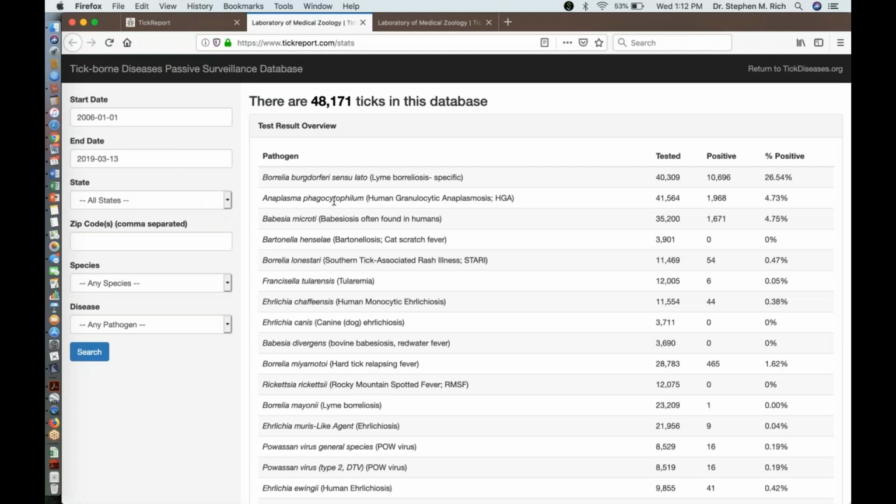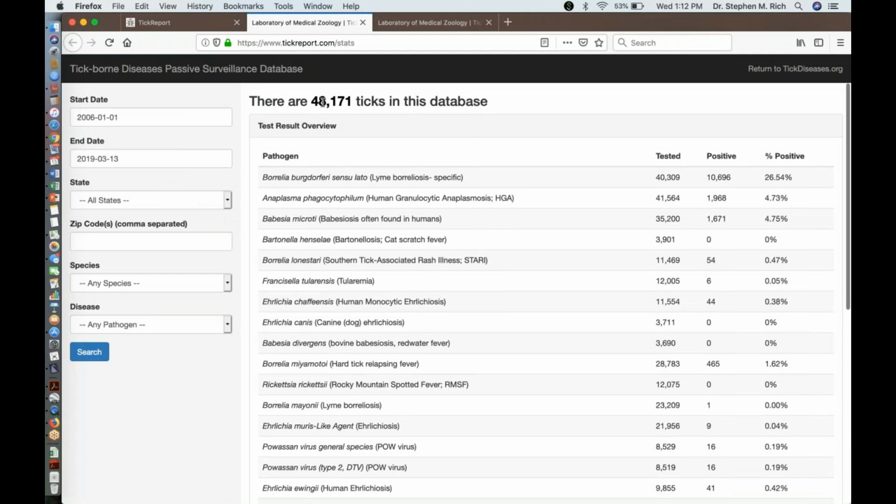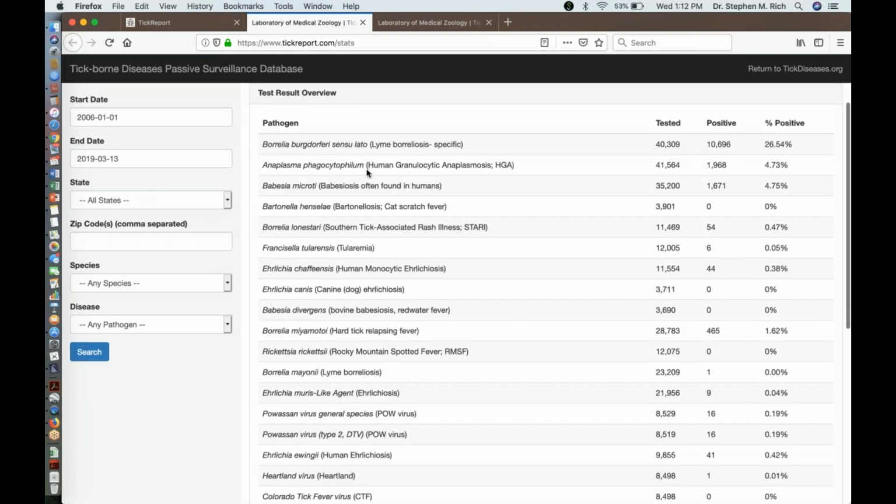There'd be a small disclaimer where you agree that you're not going to use the information for nefarious purposes. And then you'll be taken to this page, which shows the summary of the 48,171 human-biting ticks that have been sent to us. And you can see the breakdown of the different pathogens that have been found in those ticks.